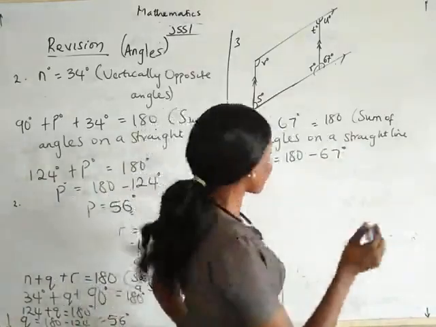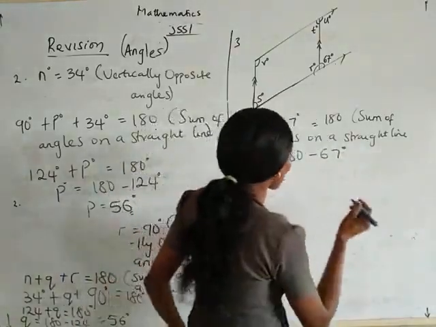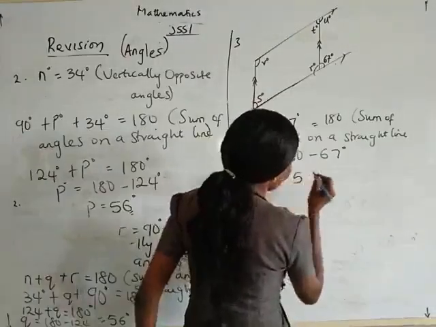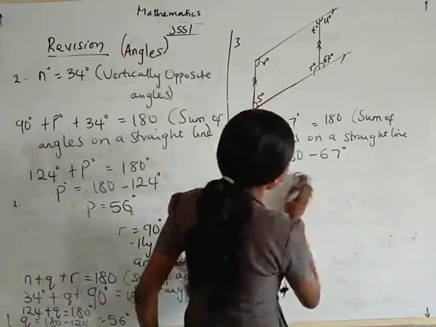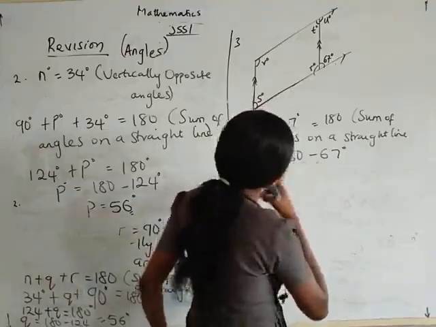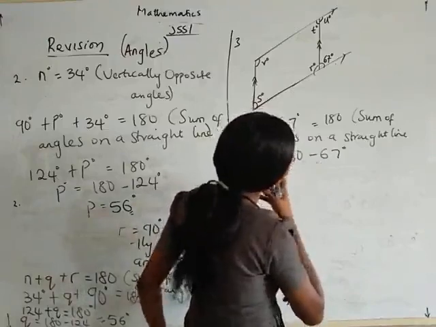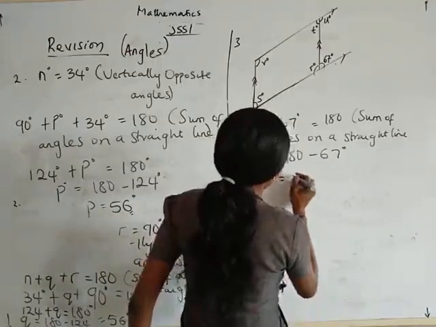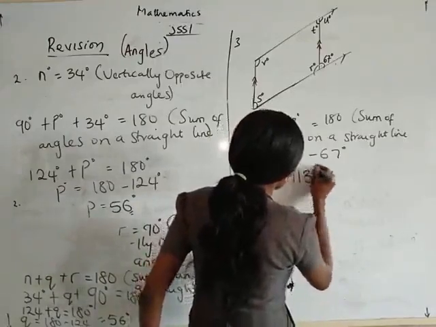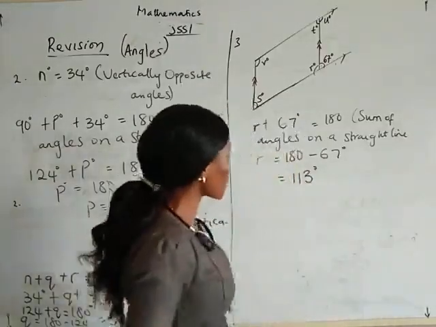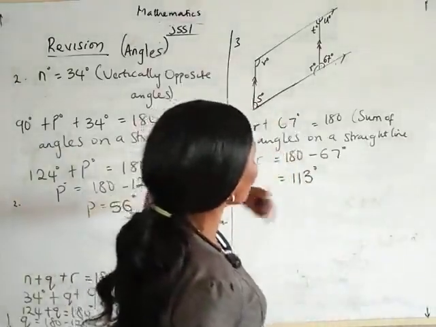Okay? And that gives us what? Can someone give me the answer? Is equal to 53 degrees, sorry. Is it? No. 180 minus 60 is 120. 120 minus 7 is 113 degrees. Are we correct? Yes. So we are done with that R, okay?